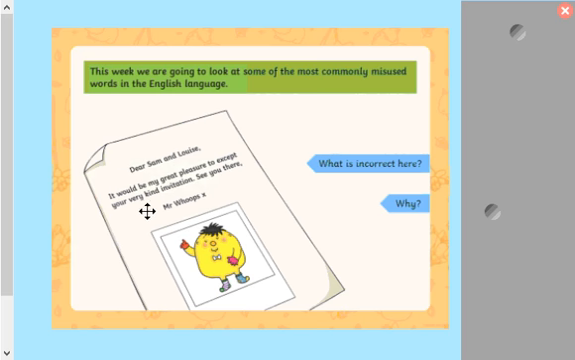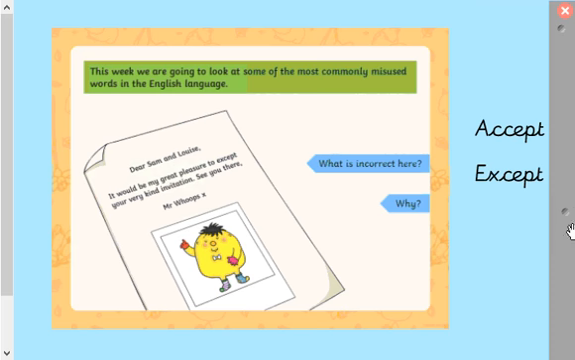Okay, welcome back. So the sentence itself says, "It would be my great pleasure to accept your very kind invitation. See you there." Now, the problem we've got here is that the word accept has been incorrectly used. And if I draw this to one side here, you can see that we have two homophones, accept and except. This one here, accept, should be the word that's used in this sentence. These two homophones will form part of your spellings this week.